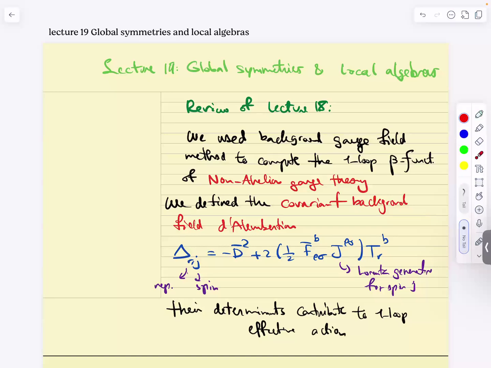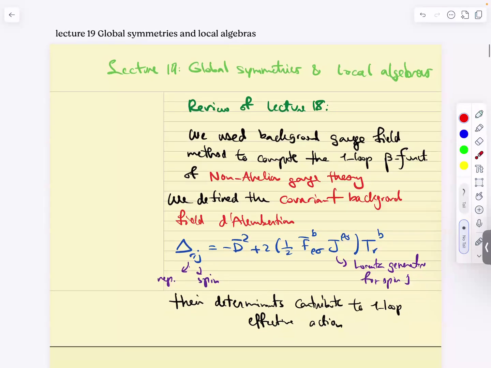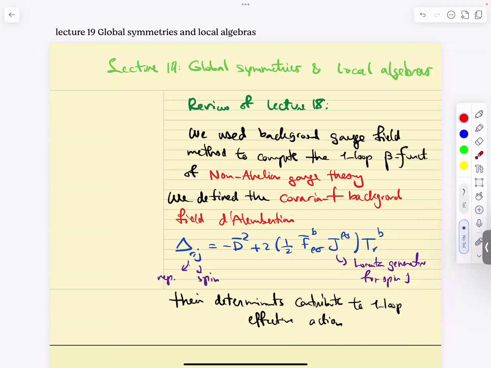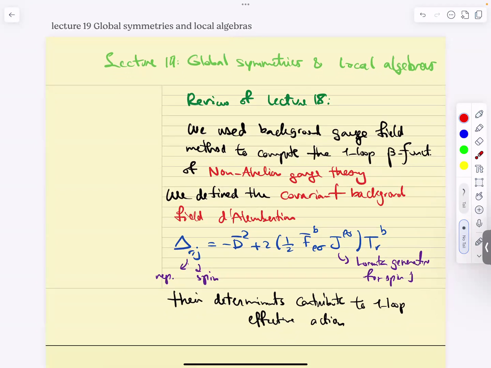All right, so a quick review of what we discussed last time. We used the background gauge field method to compute one-loop beta functions of non-abelian gauge theory. We defined the covariant background field D'Alembertian. This is what it is. It's defined for any representation and any spin J. This is the representation of the internal symmetry, the gauge symmetry, or of what your fermions are, for instance. And then this is the spin, so the space-time symmetries.